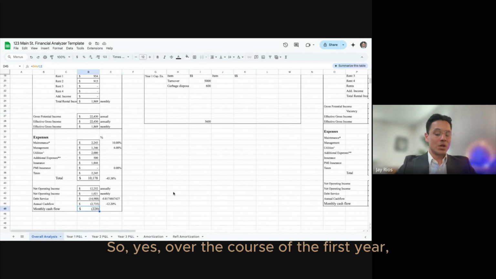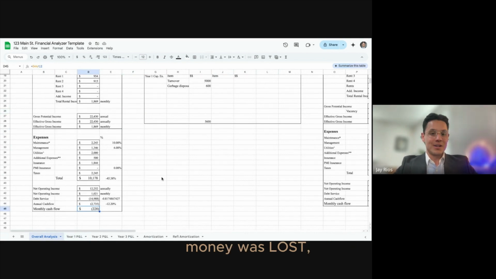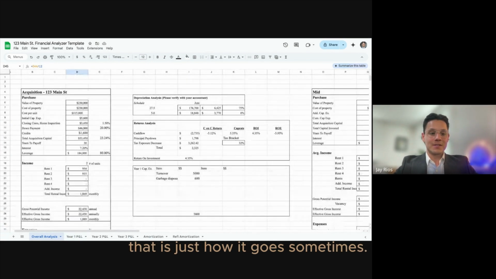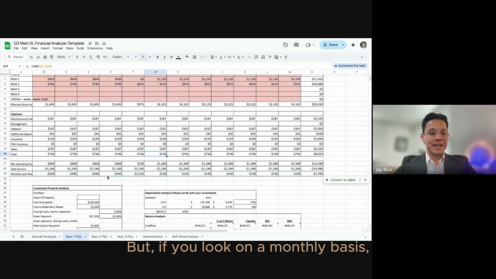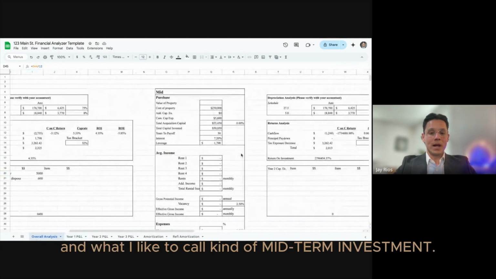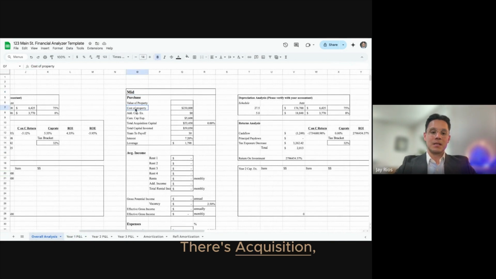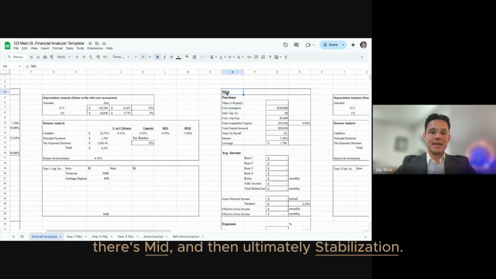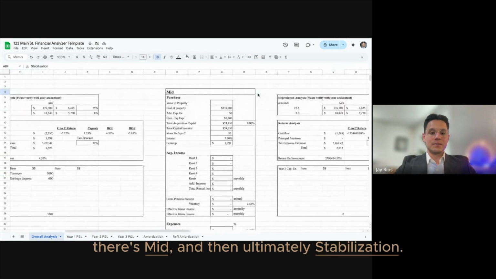So yes, over the course of the first year, money was lost. That is just how it goes sometimes. But if you look on a monthly basis, it's really just the beginning, and then it starts cash flowing little by little as we get further into the investment. Now we can go into year two, and what I like to call kind of midterm investment. There's acquisition, there's mid, and then ultimately stabilization.